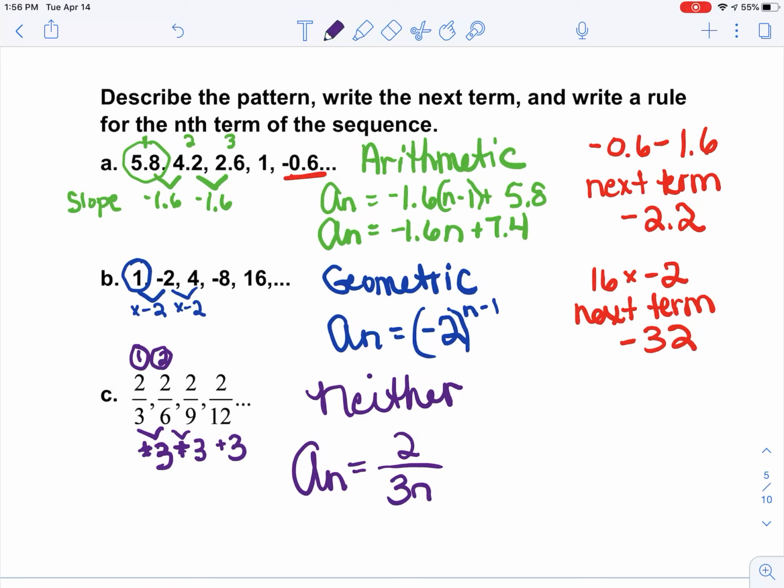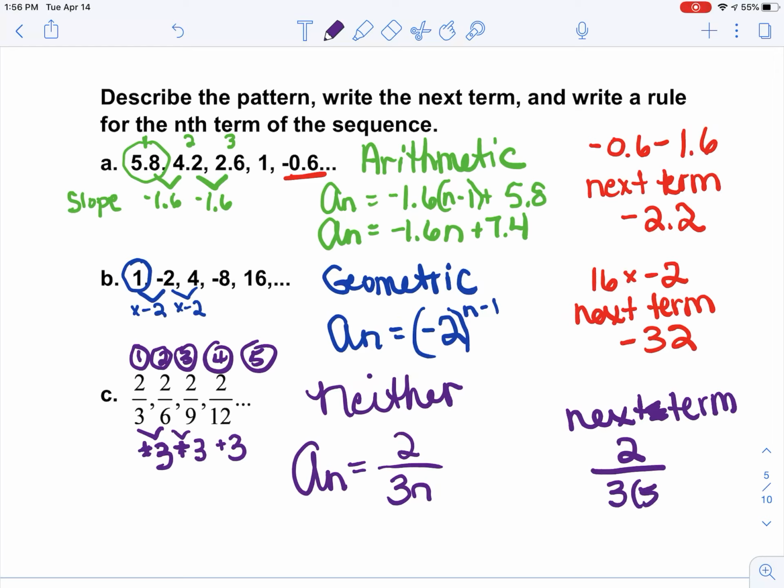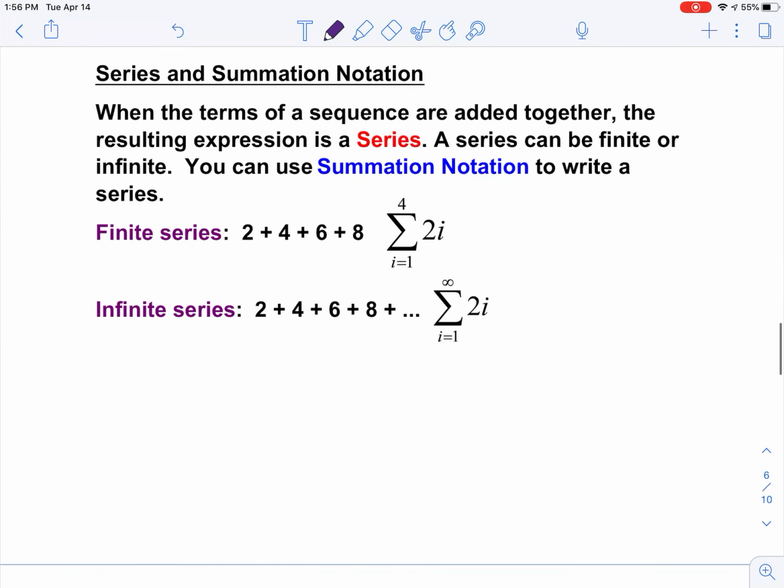Now I need to get my next term. Ooh, erase. And back to next term. I did it again. T-E-R-M. Next term. I'm going to have 2 over, and this was the third term. This is the fourth term. So I'm looking for the fifth term. So I'm going to take 3 times 5, and that's going to give me 2/15. So 2/15 would be my next term.